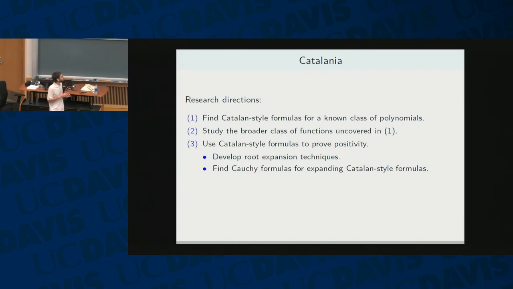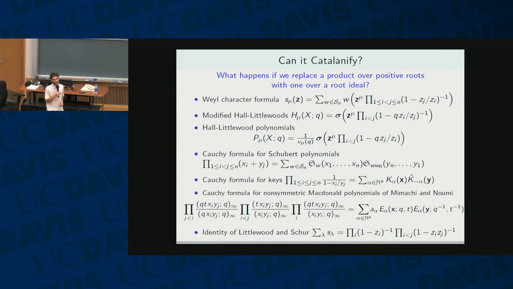And so it seems at least plausible that this could lead to something interesting, of just taking some of these formulas, and it's also just kind of fun, experimentally, to take some of these formulas and replace this product over positive roots with a product over a root ideal and see what you get. Okay, so I'll end there.